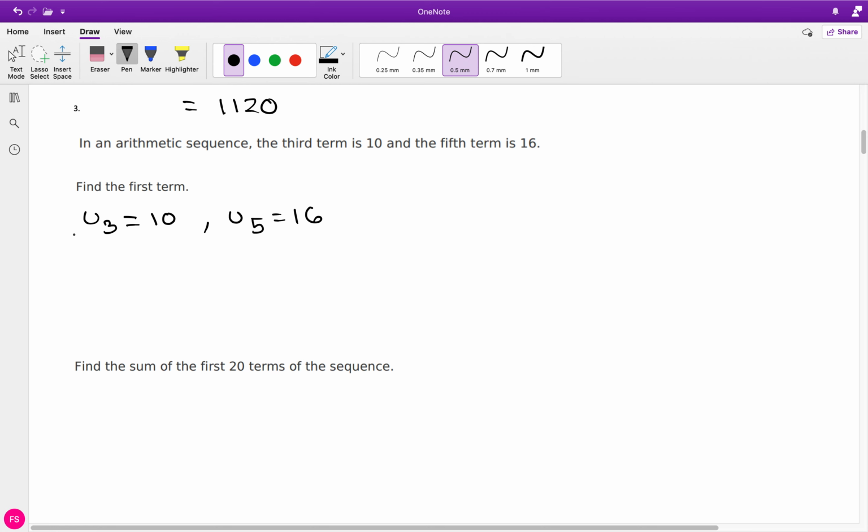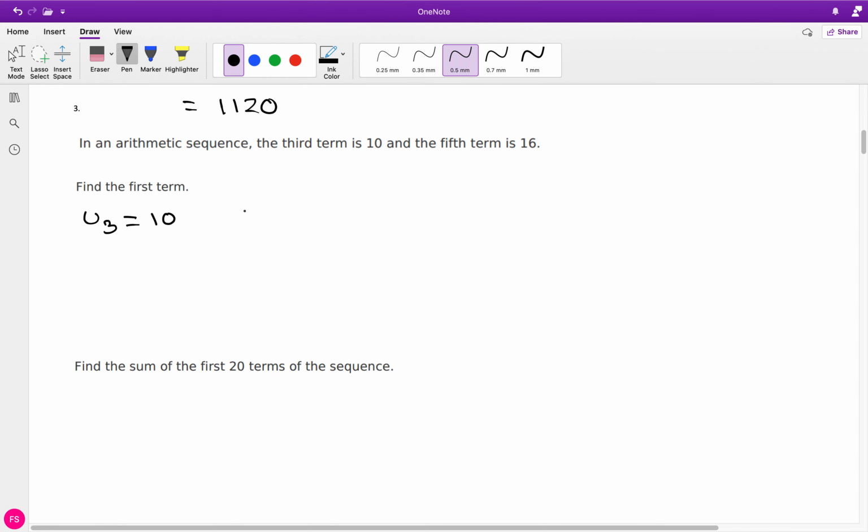Now this kind of question is very common in the exam, so listen to this carefully. When you don't have the first term or the common difference, but you have two different terms, you have to set up two equations for it. Let me just use the first one first. I'm just going to erase this.